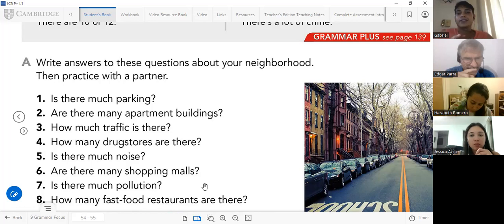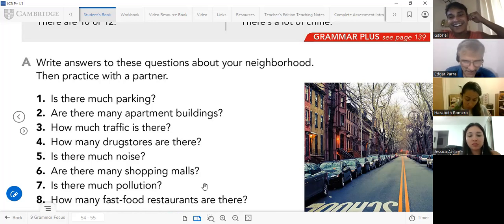No, there isn't. Only on Saturdays. You can say only on Saturday when people are drinking beers and dancing on the streets. Okay. Only on Saturday and Sunday. They're on Saturdays and Sundays, but the rest there isn't much noise.